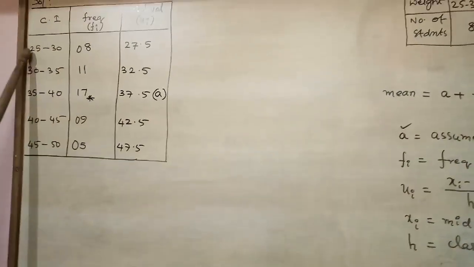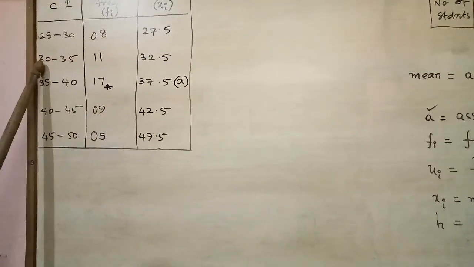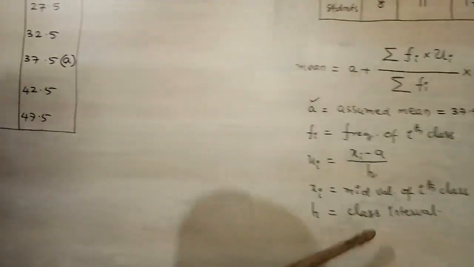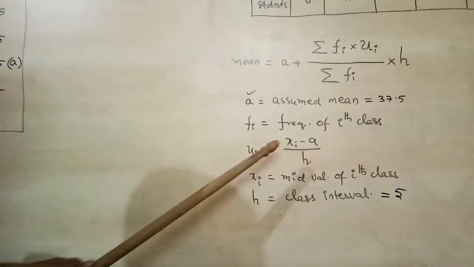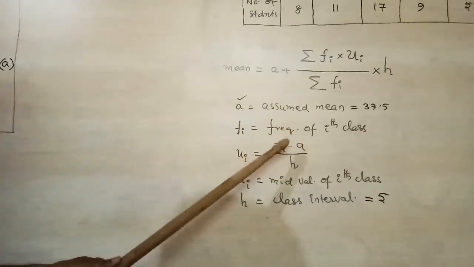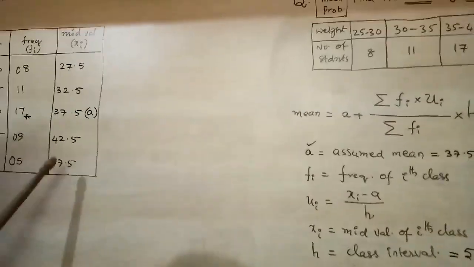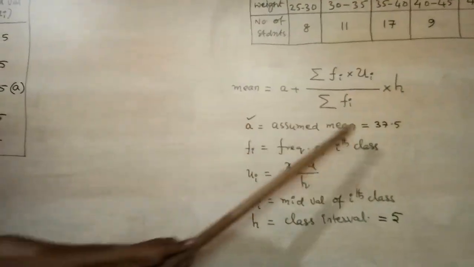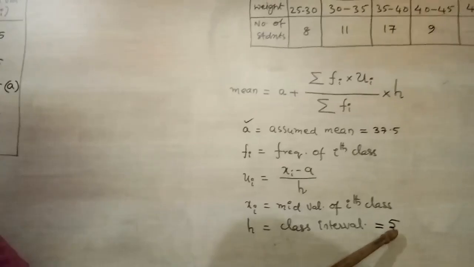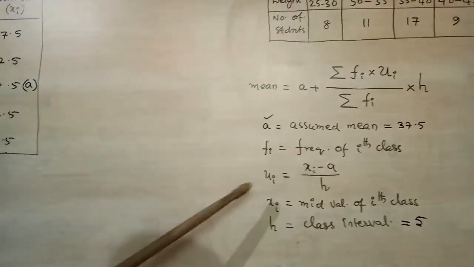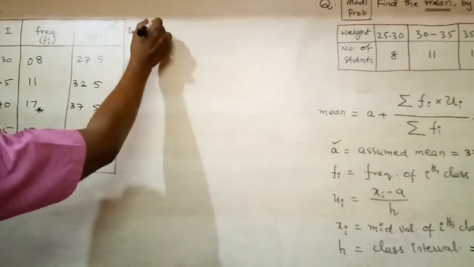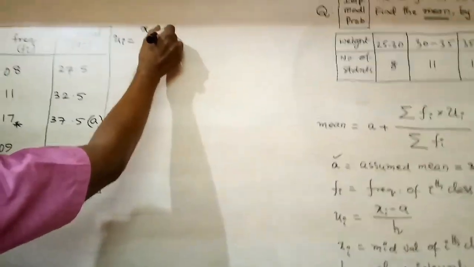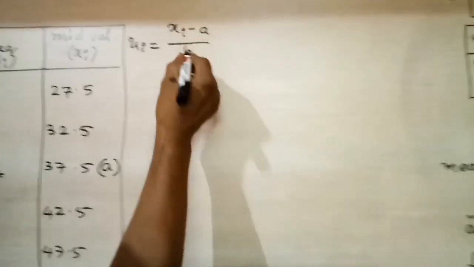Now we have xi and h also. H means class interval: 30 minus 25 is 5, 35 minus 30 is 5. Therefore h is equal to 5. Xi is the column we have, A is 37.5, and h is 5. Now substitute and find ui. Ui is equal to xi minus a by h.